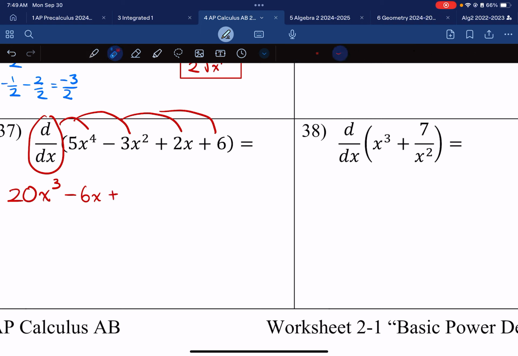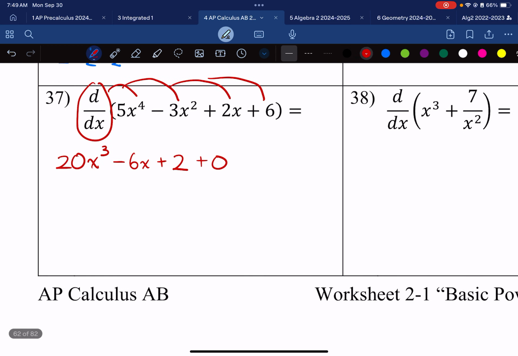Plus, okay, how do I take the derivative of a linear function? The derivative of 2x is just 2. The rationale for that, in case I forgot to mention in the notes, is power of 1. 1 gets multiplied down in front, so it's still 2, and then 1 turns into a 0, and anything to the power of 0 is gone, leaving behind just the 2. And then plus the derivative of 6 is 0. Whew. All right, so my final answer is 20x to the power of 3 minus 6x plus 2. There's the answer we're looking for.